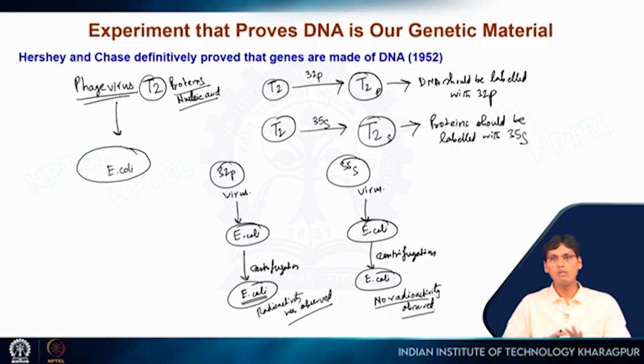All these three experiments together, Griffith's experiment, followed by Avery, MacLeod and McCarty's experiment, and the last one, the Hershey and Chase experiment, definitively prove together that DNA is our genetic material.